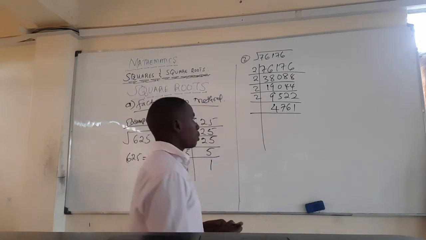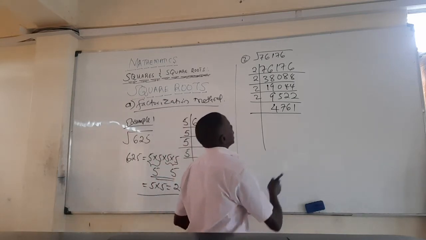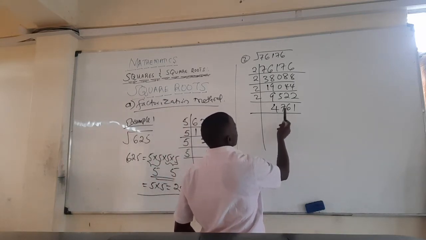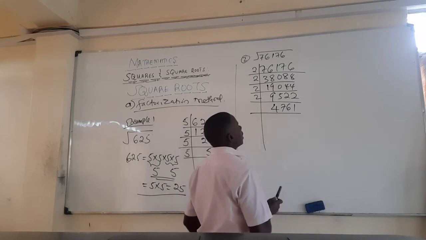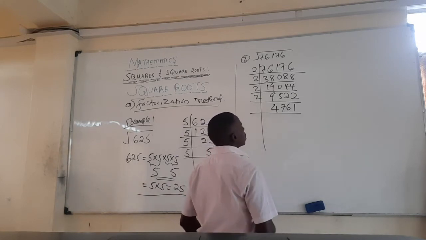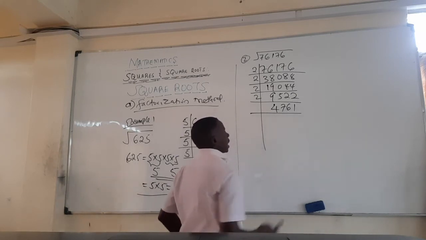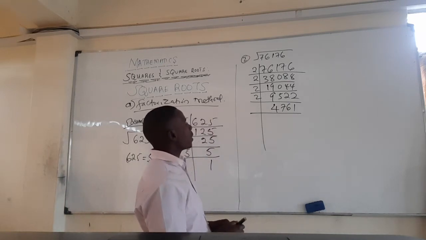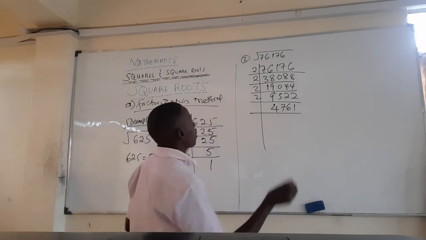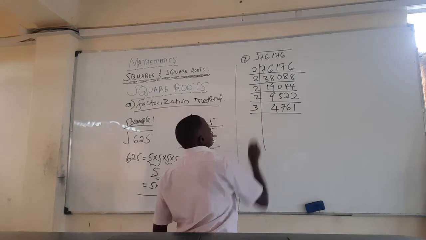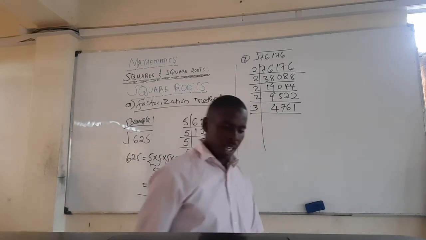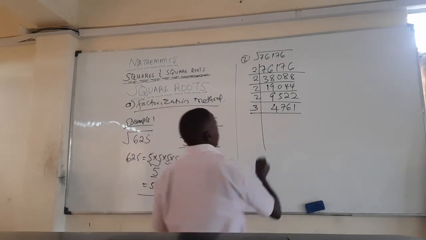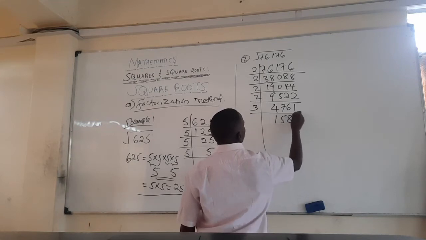We check whether it is divisible by 3. We add the digits: 4 plus 7, 11, plus 6, 17, plus 1, 18. So that number is divisible by 3 because 18 is divisible by 3. So we divide by 3, and you're going to get 1,580.